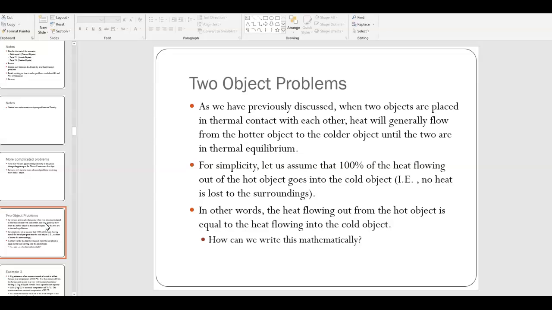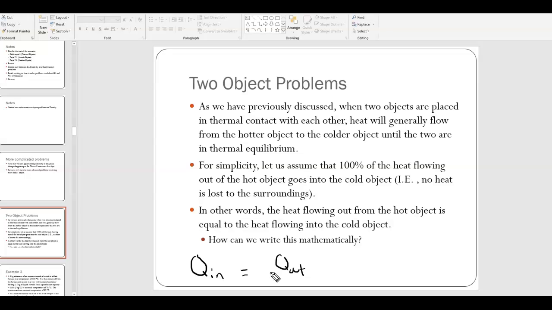Now, mathematically speaking, what that means is we have two objects, and one of them is going to have heat coming out of it, and the other is going to have heat going into it. And basically the assumption we're making is that those two values are equal. And so the way we're going to write this mathematically is we're going to write Q in, that is the heat going into one object, is equal to Q out, that is the heat coming out of the other object.